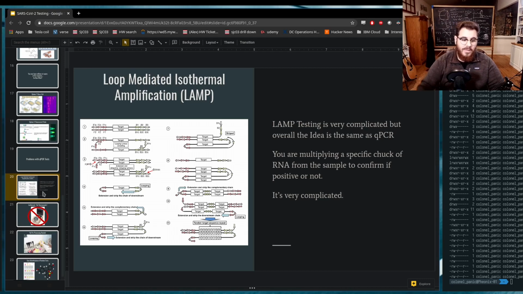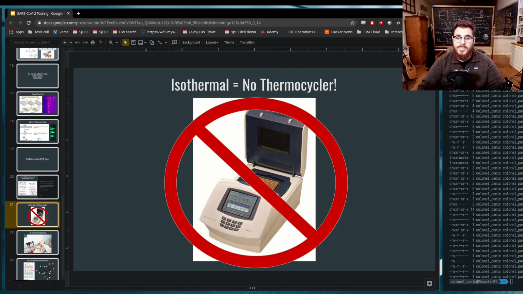So first of all, note the word isothermal there, loop-mediated isothermal amplification. Isothermal means happening at one temperature, which means with a LAMP test, you don't need a thermocycler, which is always nice when you can eliminate a $5,000 to $100,000 piece of equipment. That dramatically drops the cost of entry, the barrier to entry to be able to run these tests. Overall, it's generally speaking a pretty good thing.